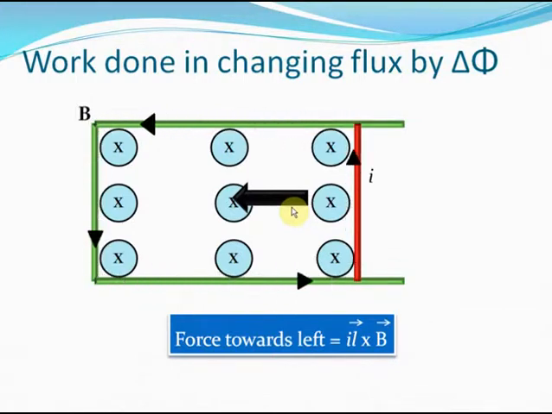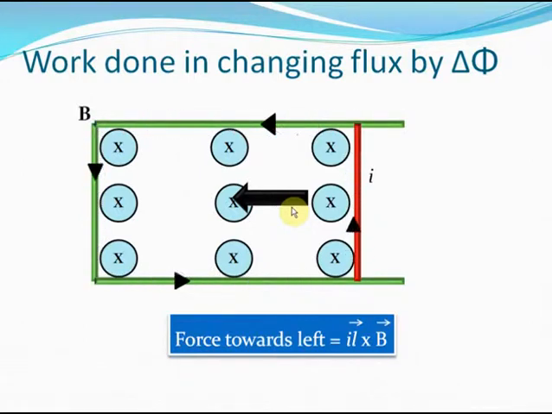As you can see, the current induced in this loop is I, and therefore the net magnetic force on a current carrying wire is I L cross B. When you curl your fingers from I to B, your thumb points towards the left, so the net magnetic force on the rod will be towards the left. Since the rod is moving towards the right with a velocity v, this magnetic force will try to decelerate the motion of the rod.